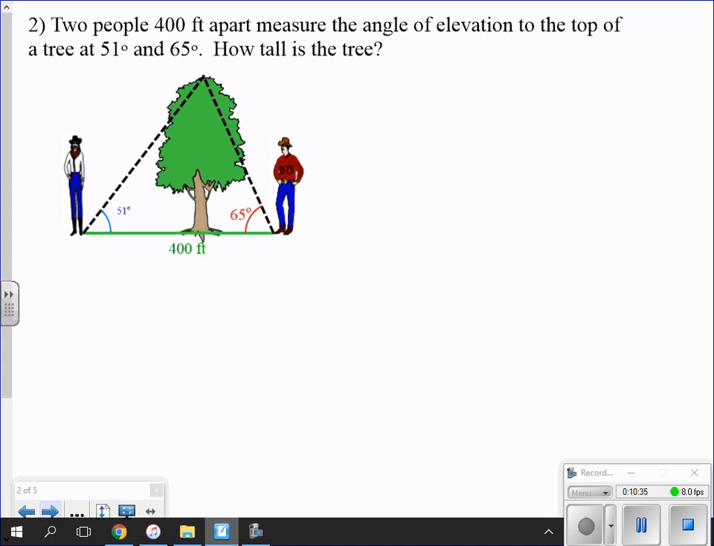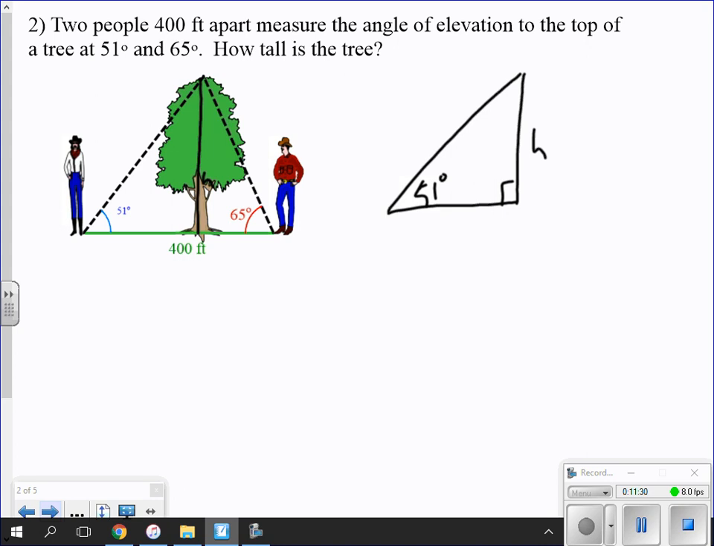Now, our final goal, the thing we're looking for, is we're trying to figure out that right there. What's the height of the tree, right? So that's what we're looking for. So what we want to do is say, okay, we want to find that height there. And we know that that's 51 degrees. But we need two things, a side and something else, to find the other parts of a right triangle. I have an angle. I need one of these two sides.